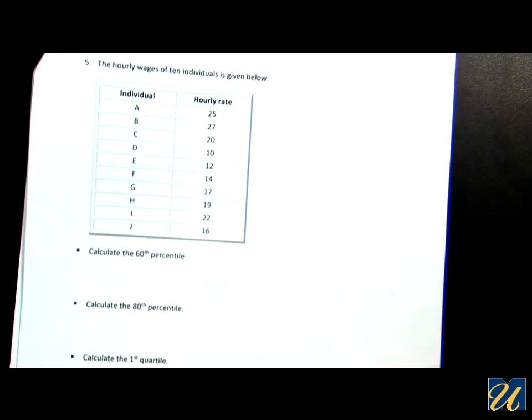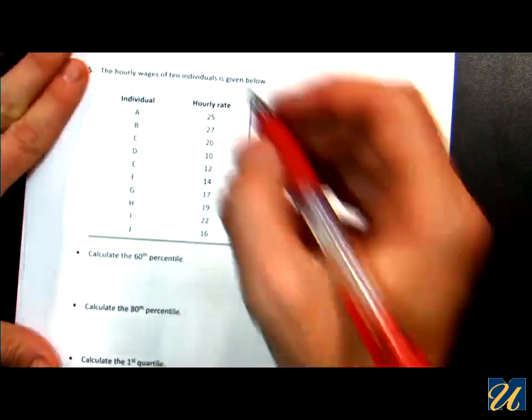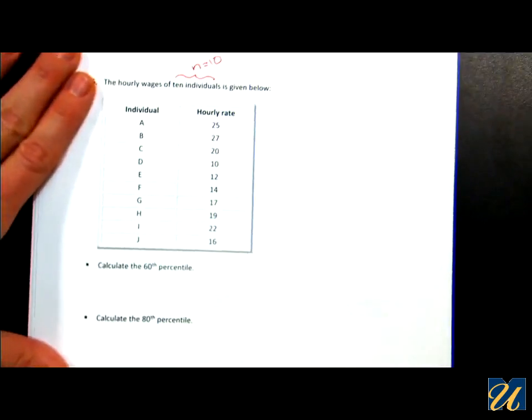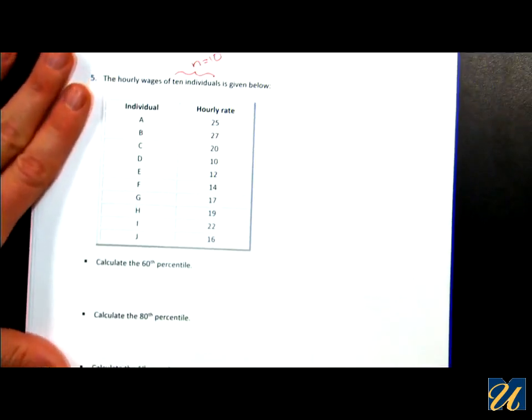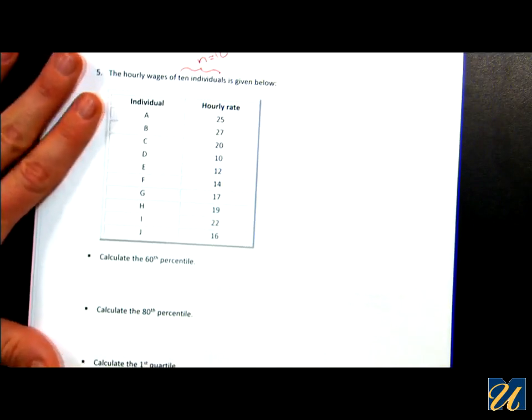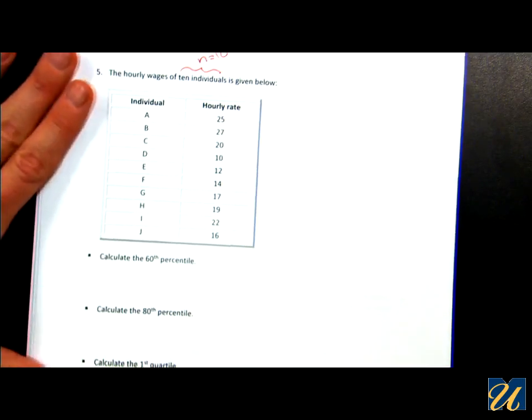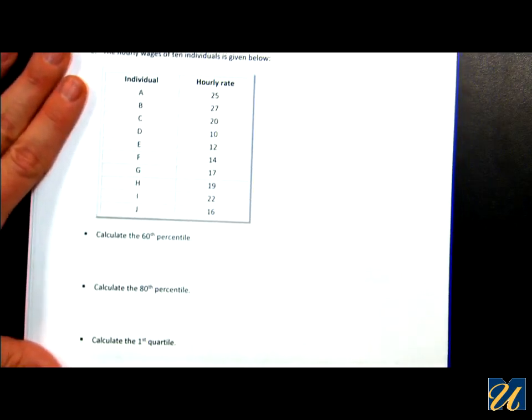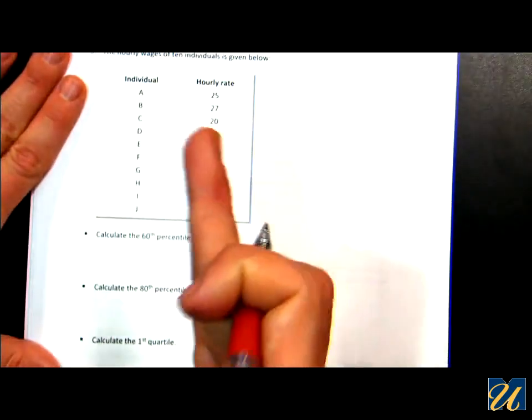Problem number 5. The hourly wages of 10 individuals is given below. That means that N is equal to 10. We start from there. We have the hourly rate for each individual, and the first thing I want to do is calculate the 60th percentile. Before you start with anything, since you're looking for percentiles, you need to place your data in order.